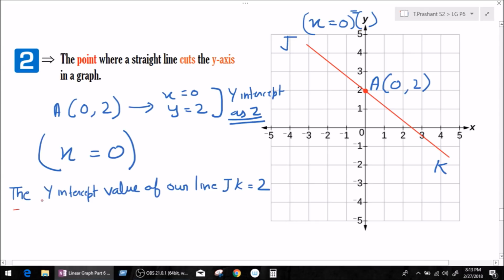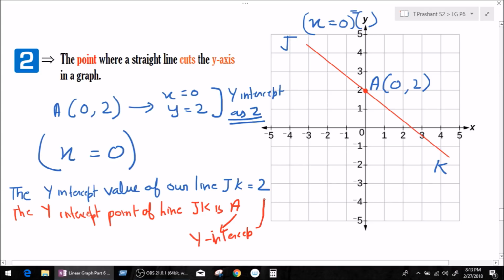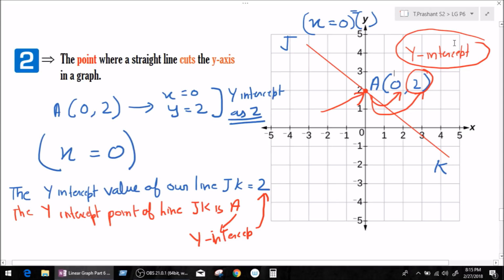And we can also write that the y-intercept point of line JK is A. And at point A, y-intercept is equal to 2, which is basically the same thing. In relation to the point where a line cuts the y-axis in a graph is the same thing, because when a line cuts the y-axis, it will cut the y-axis at some point. At that point, the value of x will be 0 with a value of y, which will give out a value for y-intercept. So that's how we relate y-intercept to a straight line in a linear graph.